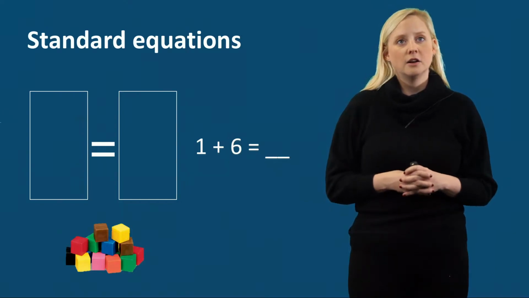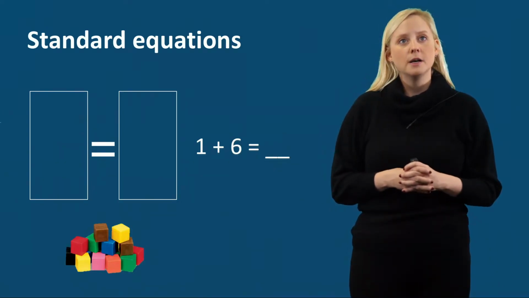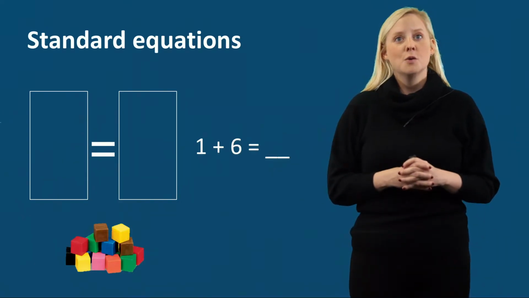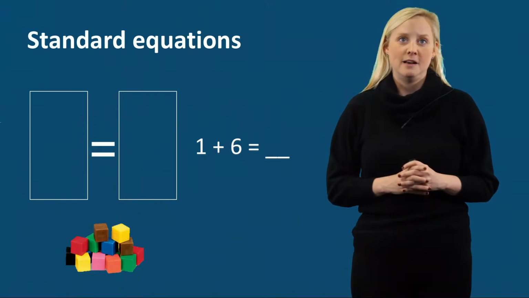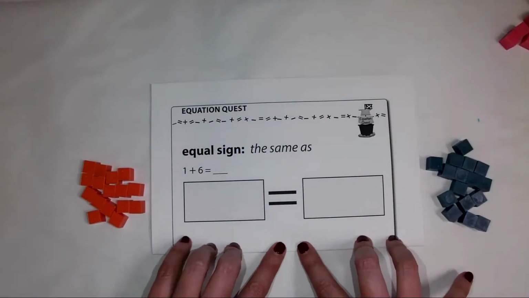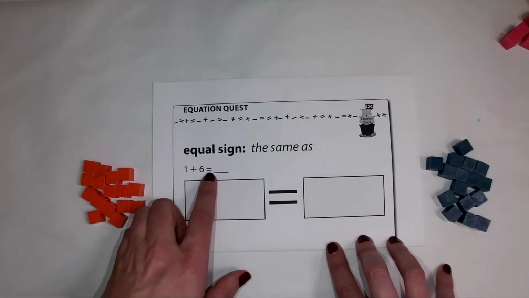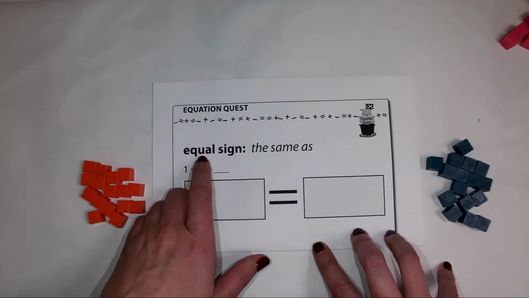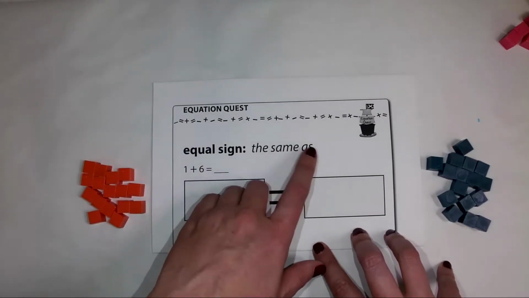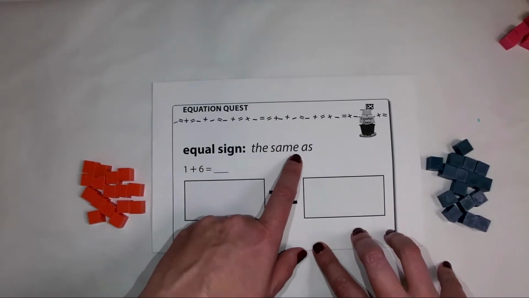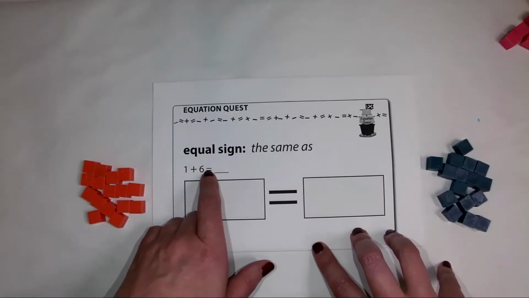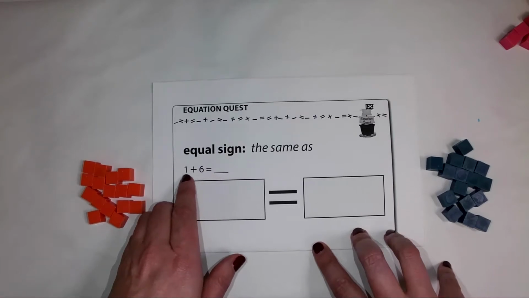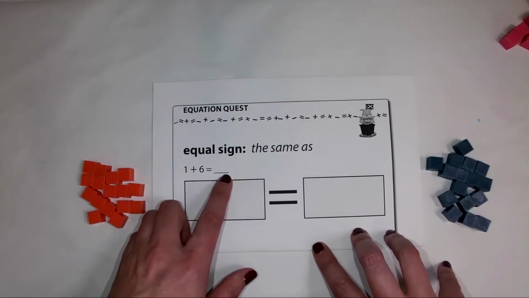I'm going to model how to solve this problem, and in doing so, I'm going to walk on over to our DocCam where I have my cubes in this problem waiting for me. So here our example is 1 plus 6 is the same as blank. Notice at the top it says equal sign means the same as. That's because we want students to replace saying equal sign with the same as. So our problem is 1 plus 6 is the same as blank.